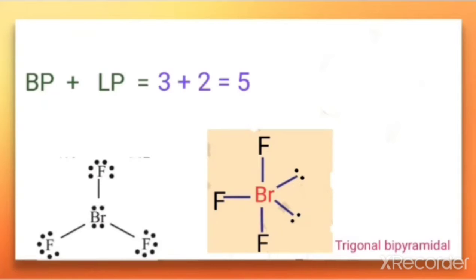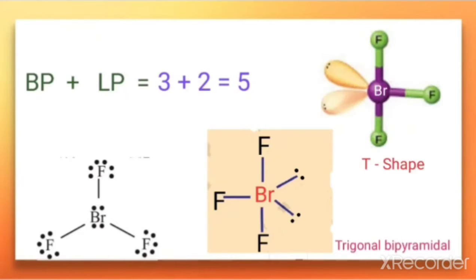When we are taking the shape, at the time we need not consider the lone pair. So when we do not consider the lone pair, what will be the shape? The shape will be like a T shape. You can see now it is like a T shape. So the geometry is trigonal bipyramidal, but the shape is T shape.